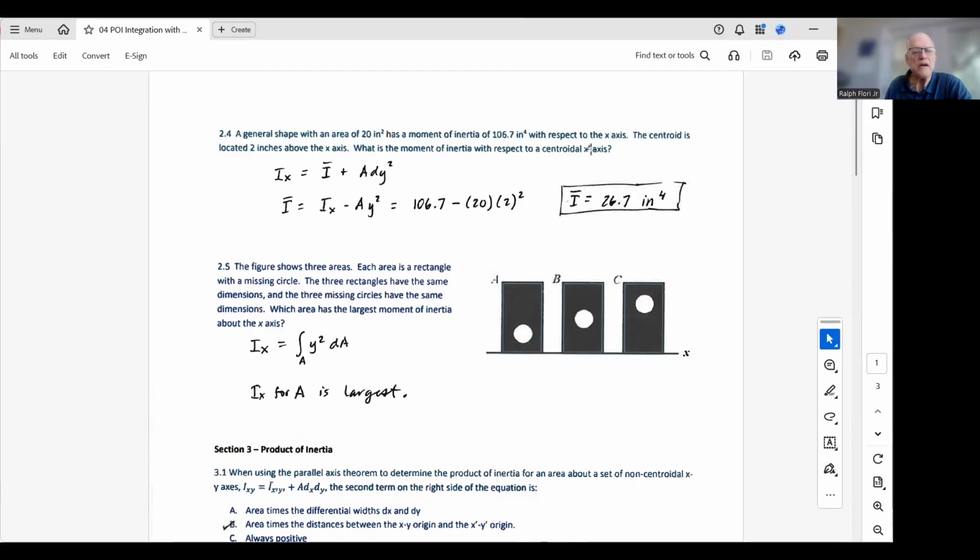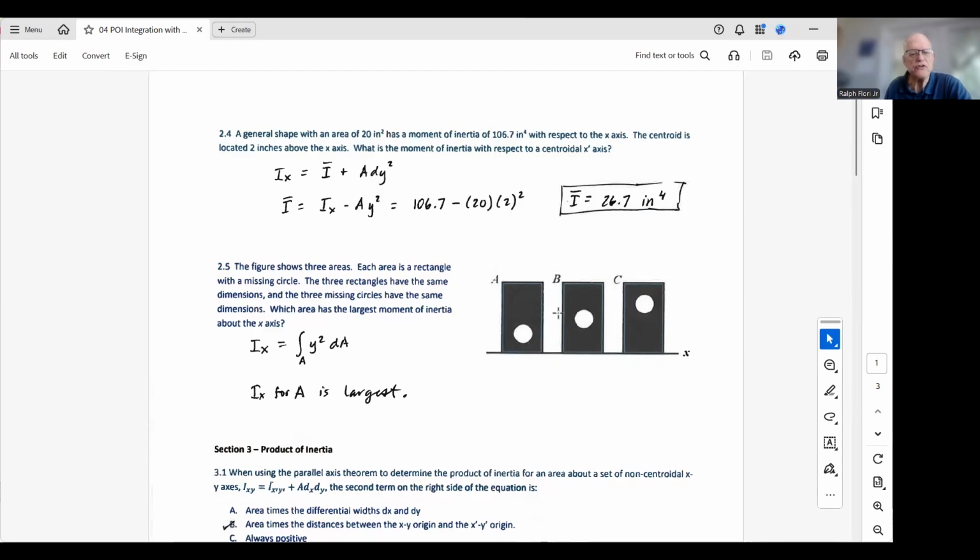So this is an Ix problem. It requires using the parallel axis theorem. So you write Ix is equal to I bar plus Ad squared. But it asks for I bar about the centroidal axis. So I bar is equal to Ix minus Ay squared. So the Ix was given as 106.7 minus the area, which is 20 inches squared, and it's 2 inches from the axis to the centroid, so it's 2 squared. And so I bar is 26.7 inches to the fourth.